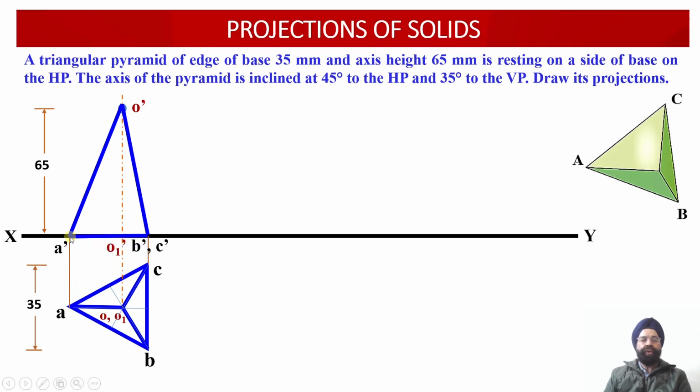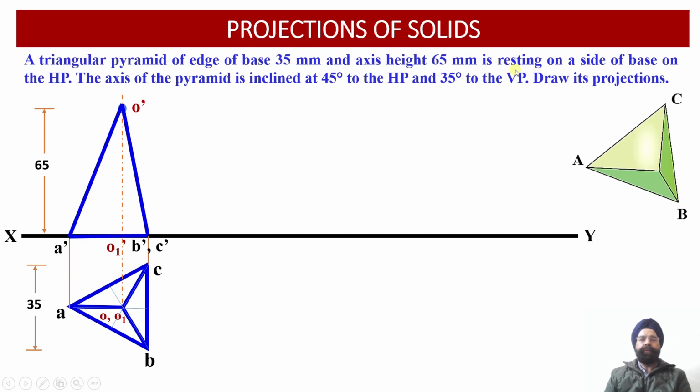Now we can also join the projection corresponding to A dash and B dash C dash. This way the base projection we have also joined. So now we have been able to obtain the front view projections corresponding to this triangular pyramid which is resting on its base on the horizontal plane.